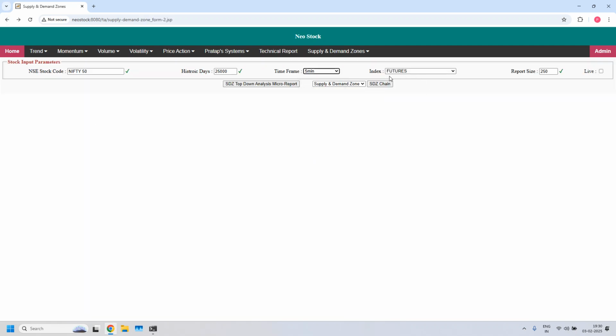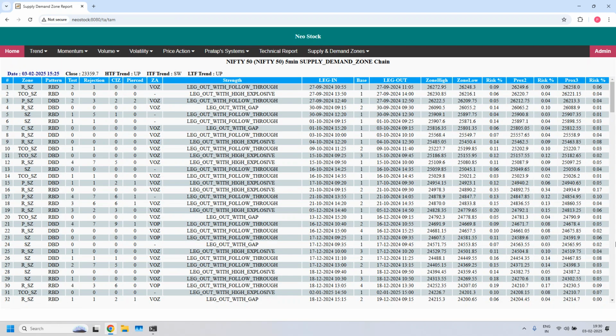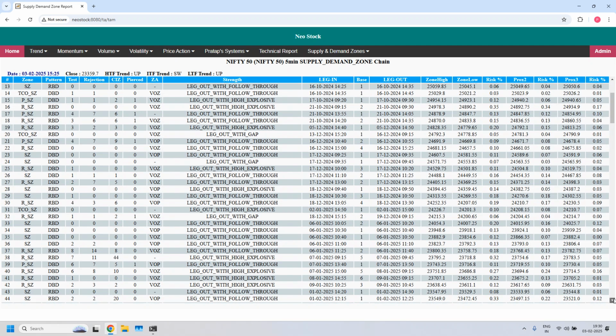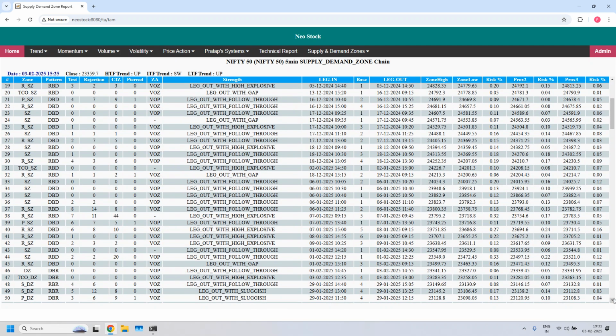5 minutes supply demand zone chain for NIFTY. All these are all supply zones. Let me scroll the list down. All are supply zones. So 47 is the, not 47, 46. 45 is high liquidity supply zone, 46 is demand zone. 47 TCO demand zone and below high liquidity demand zones.